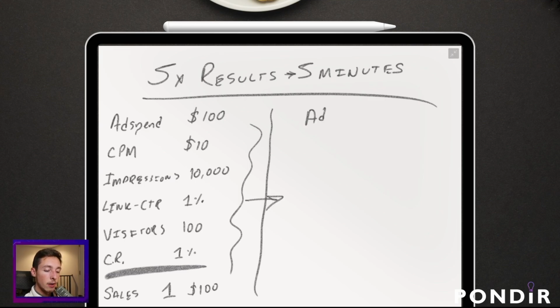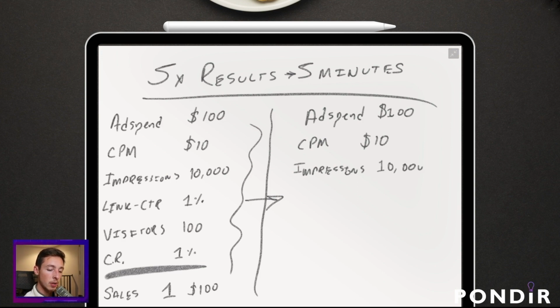So once again, let's keep all these numbers consistent. $100 in ad spend, because we don't want to spend more to generate 5 times more results. We just want it to happen. So $100 in ad spend. Our CPM doesn't get lowered. It's still $10. We still have 10,000 impressions. And I highly recommend doing this with your own numbers in real time. You can pause this video and follow along.